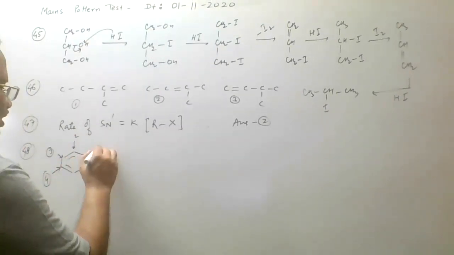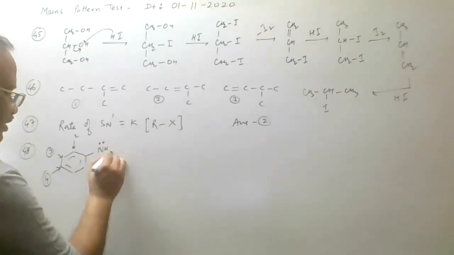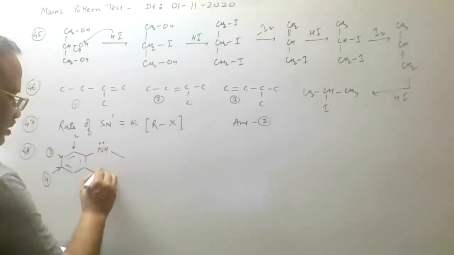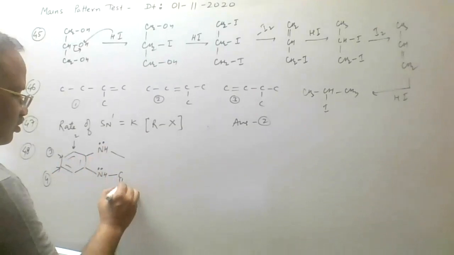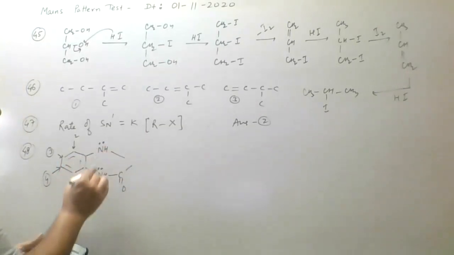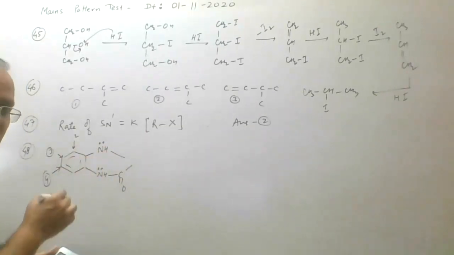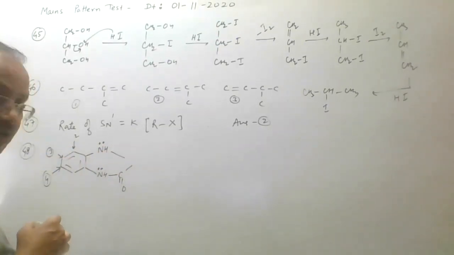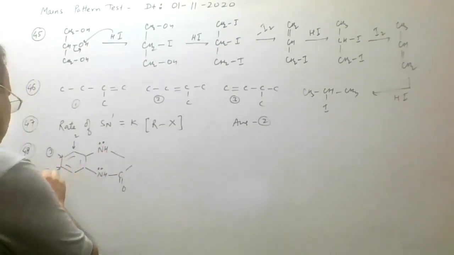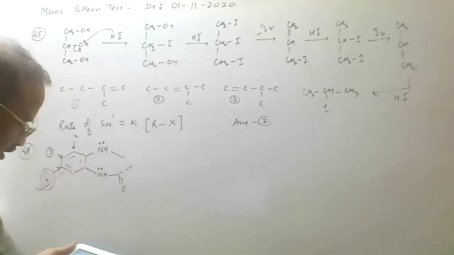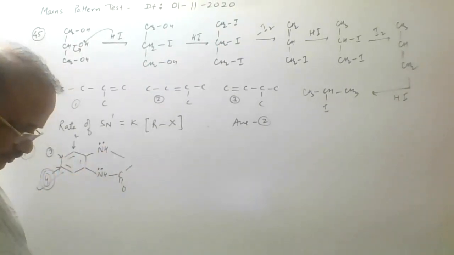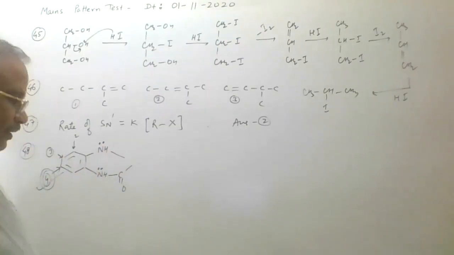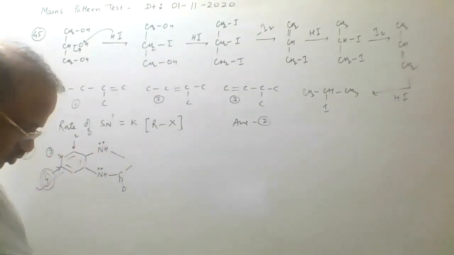Here we are given NH, here we are given NH, but this NH is attached with C double bond O, doesn't matter. But this has 2 atoms which have a lone pair which can stabilize the arenium ion which will be formed in nitration as an intermediate. So the most suitable will be the 4th position. We'll write the answer as 4, because of the plus M effect from this as well as from this group.